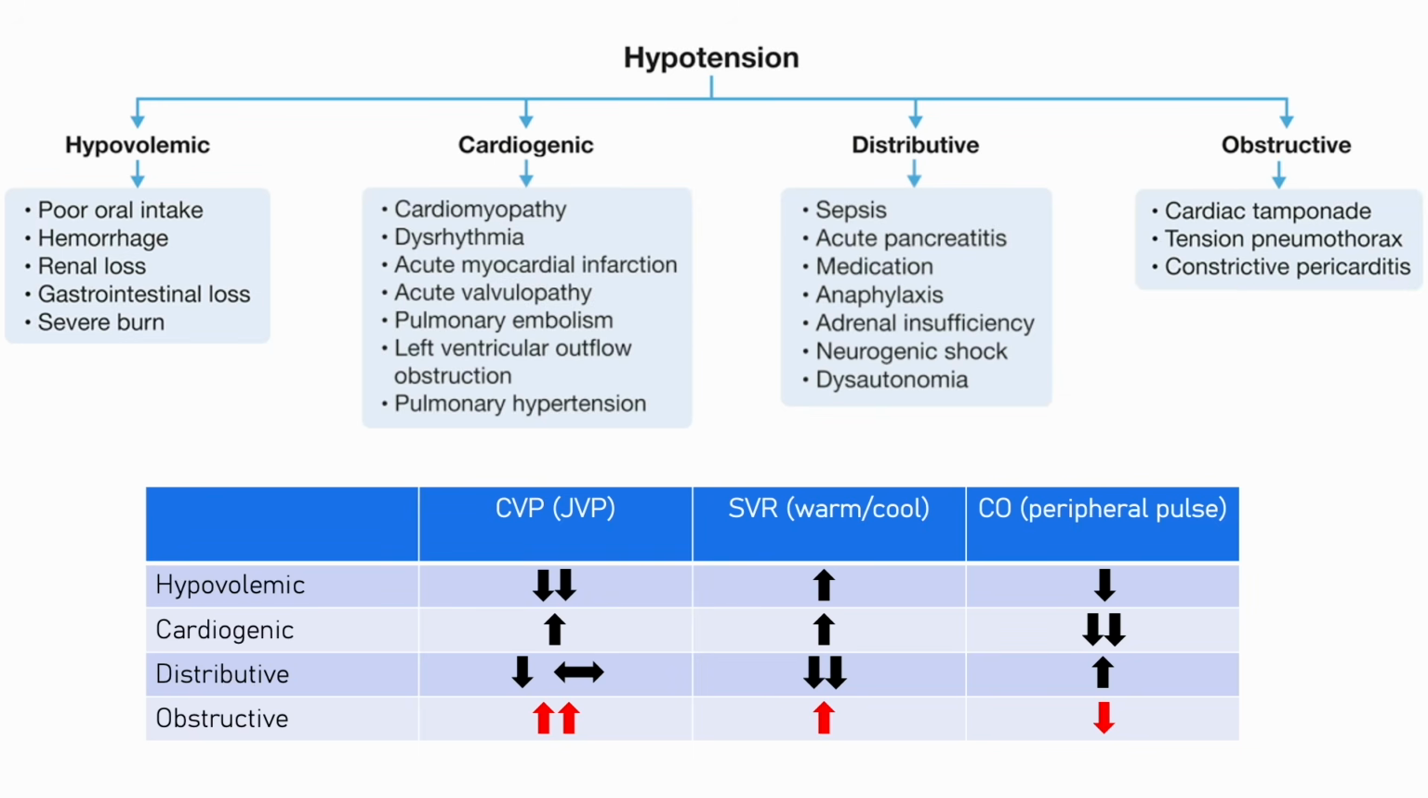Finally, let's fill in the causes of obstructive hypotension. In this category, the heart muscle may be normal and blood volume may be adequate, but something is mechanically preventing normal circulation. Blood cannot fill the heart and cannot be ejected effectively. Cardiac tamponade is a classic example.